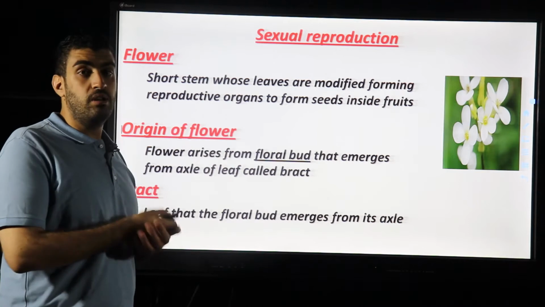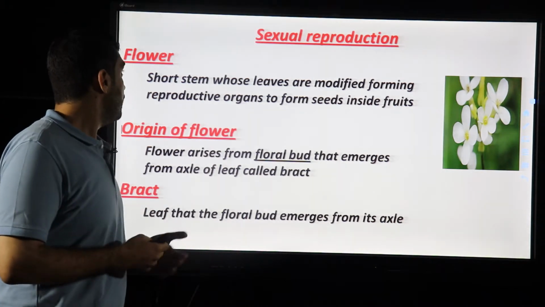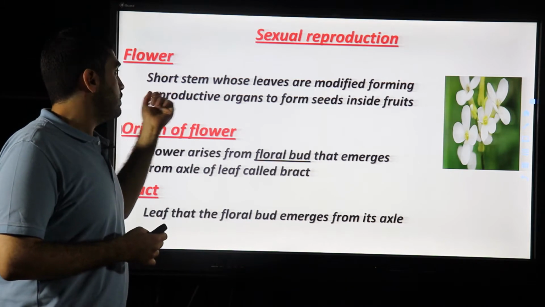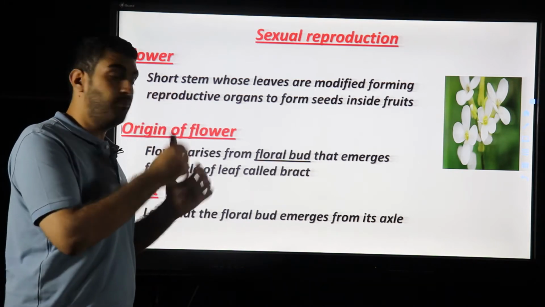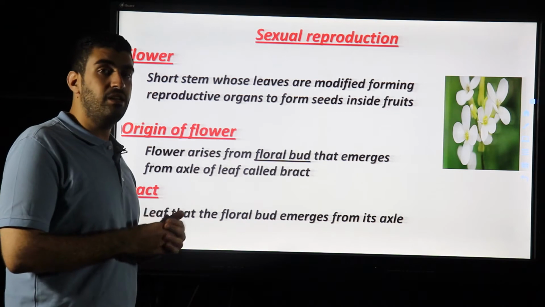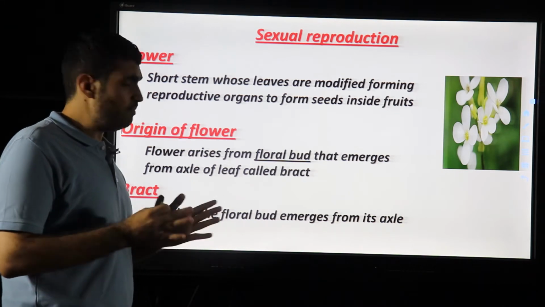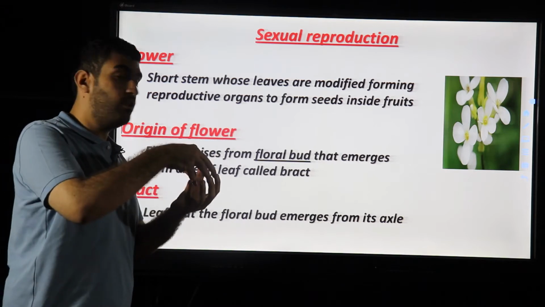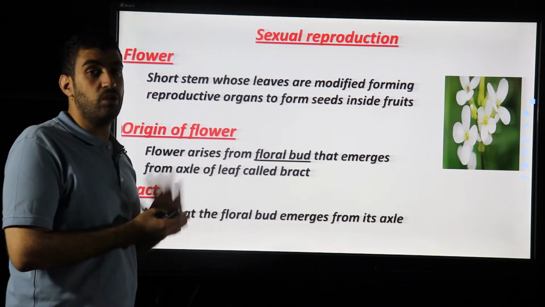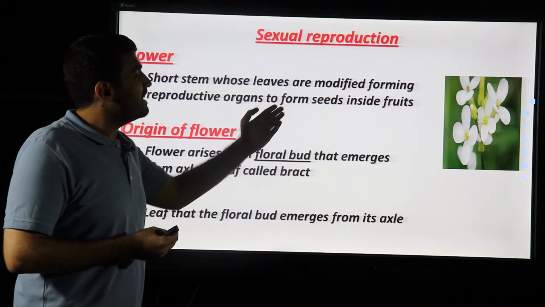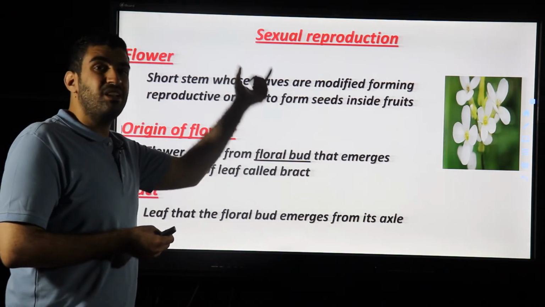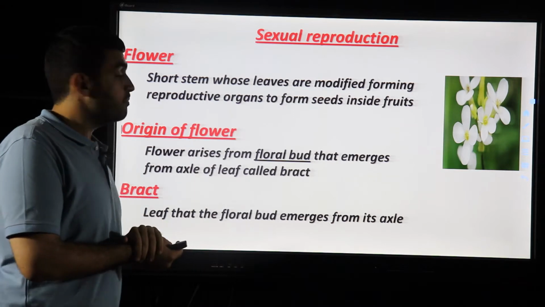Sexual reproduction in plants, as we said before, depends on the flower. What is meant by a flower? It's a short stem whose leaves are modified, changed for a specific function, forming reproductive organs inside the flower. Why? To make sexual reproduction by them, to form the seeds inside fruits. Seeds are the result of sexual reproduction in plants.